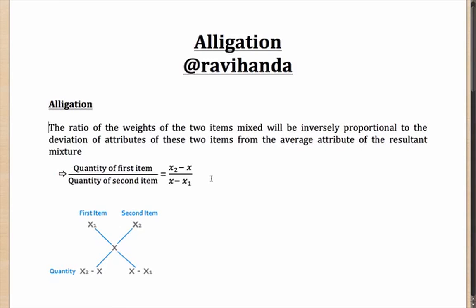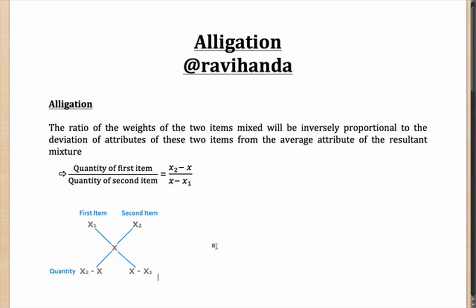You should remember this formula: the quantity of the first term divided by the quantity of the second term, or the ratio, is the value of the second term minus the average you want to attain, and the average minus the first term. You can use this handy diagram to get the value. Let's say the first term is x1 and the second item is x2. You want the average to come out as x. Then the ratio of the quantities will be x2 minus x, and x minus x1, because x will be the middle value of the lot.